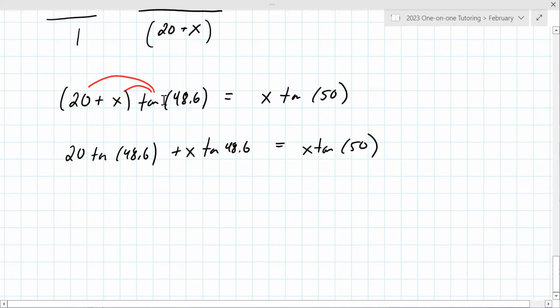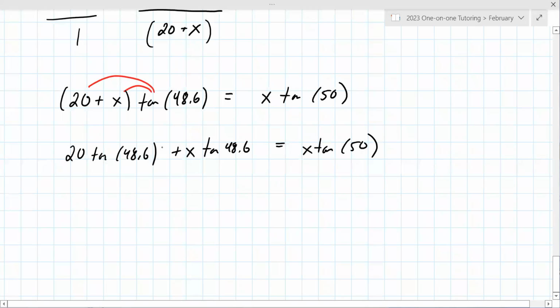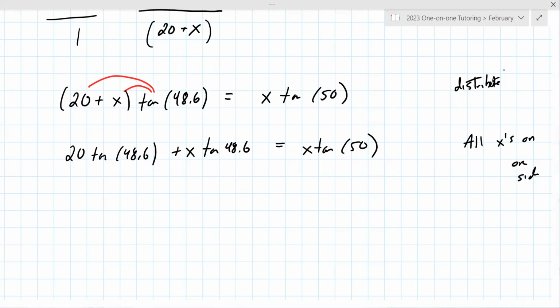Got it. All right. Now you have to get the variables on the same side. You have to get all x's on one side. Let me know when you get caught up. I don't want to keep going. Sorry, take your time. I don't want to jump ahead too much.